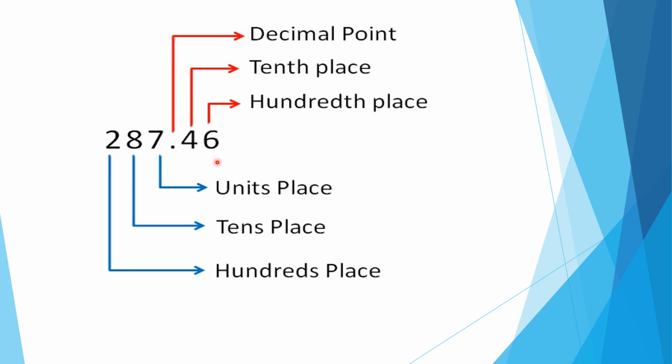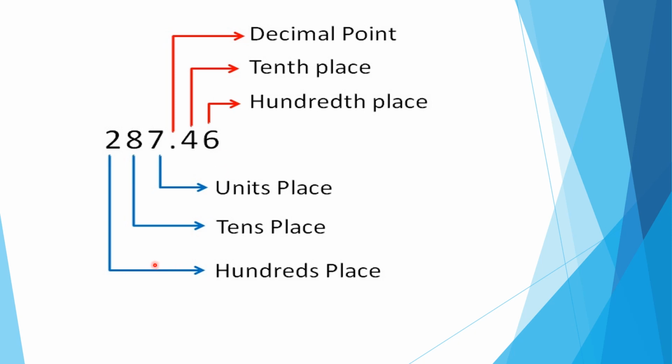287.46. Numbers after the decimal point, you have to read them independently. You should not read it as forty-six. You should read it as four, six. This you know children, right? So 287.46. 287 is the whole number. 4 and 6 is the decimal part.